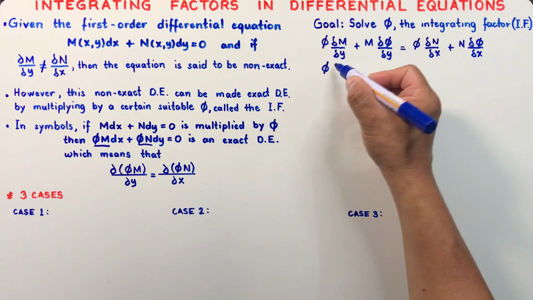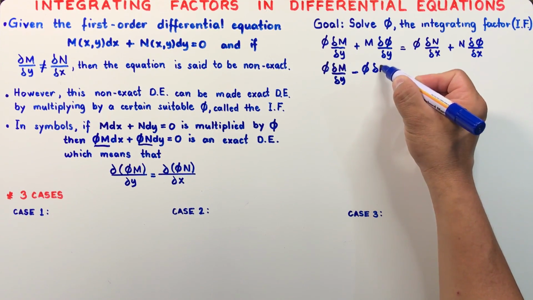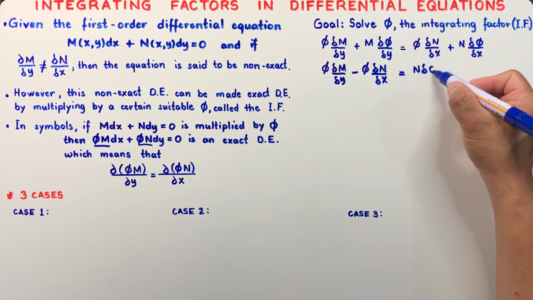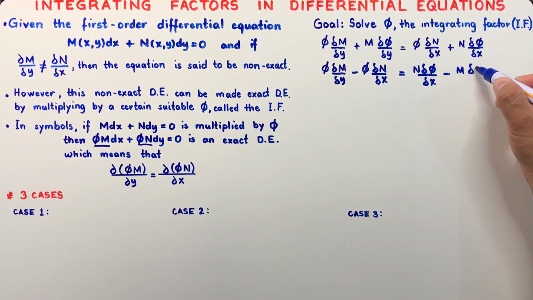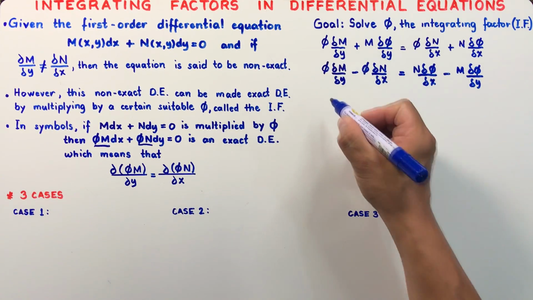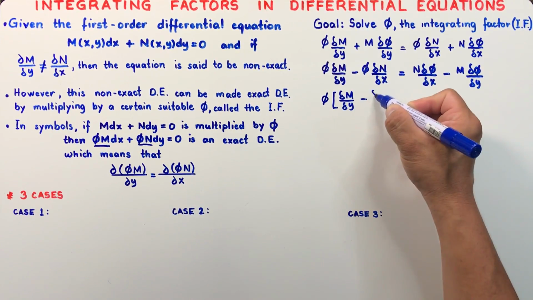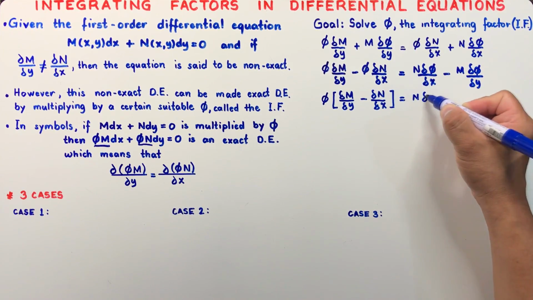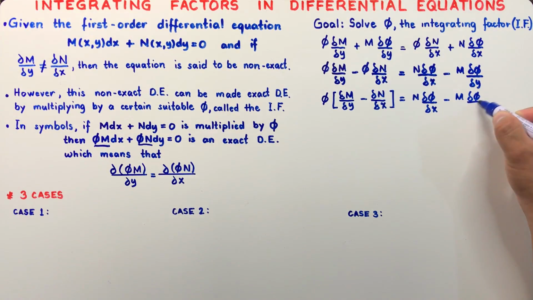So we have phi times the partial derivative of M with respect to y minus phi times the partial derivative of N with respect to x equal to N times the partial derivative of phi with respect to x minus M times the partial derivative of phi with respect to y. Factoring the common factor phi, we have phi times the partial derivative of M with respect to y minus the partial derivative of N with respect to x equal to N times the partial derivative of phi with respect to x minus M times the partial derivative of phi with respect to y.